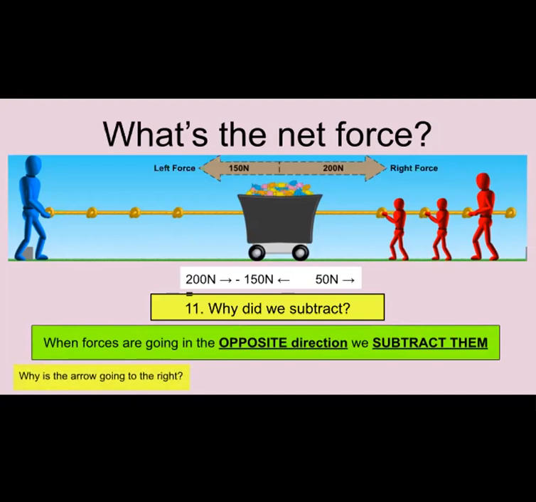Now we have the arrow going to the right. I like how Naomi mentioned not only the direction, but she also mentioned the units. Dang it. So why is the arrow going to end up going to the right this time? What do you think? So Mari, right? Why the right?